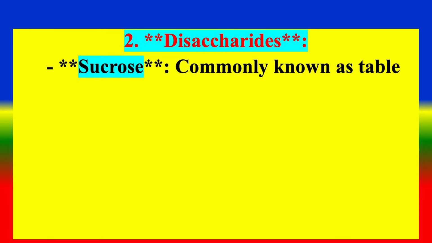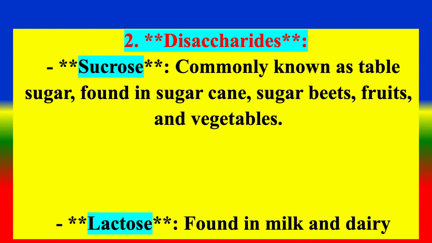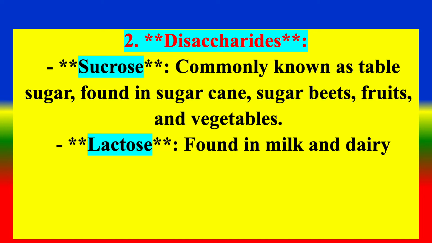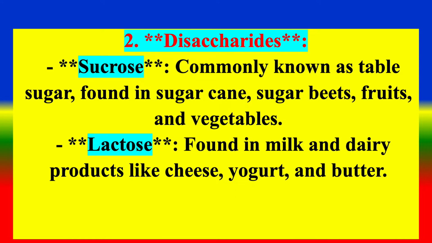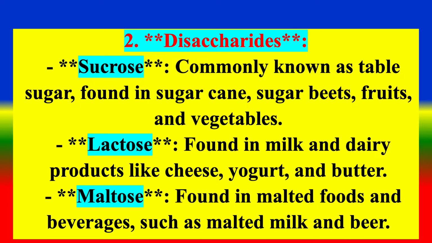Second, disaccharides. Sucrose, commonly known as table sugar, found in sugar cane, sugar beets, fruits, and vegetables. Lactose, found in milk and dairy products like cheese and butter. Maltose, found in malted foods and beverages such as milk and beer.